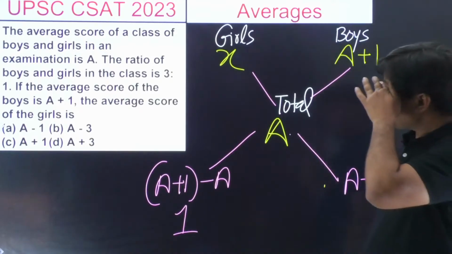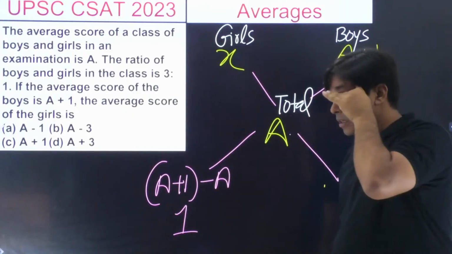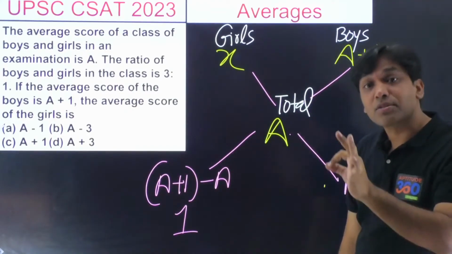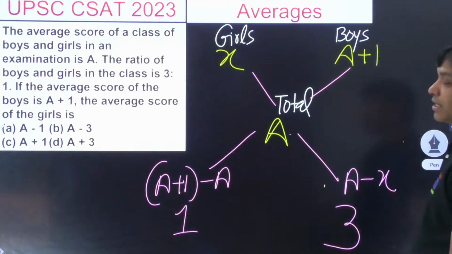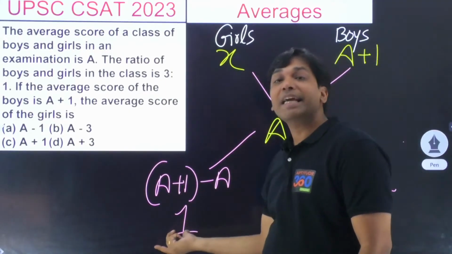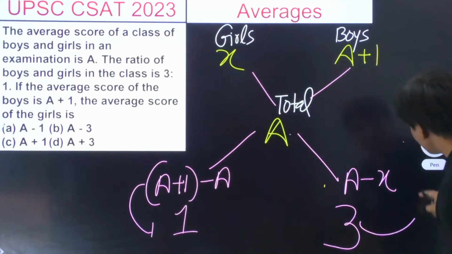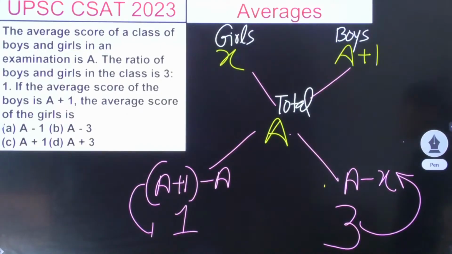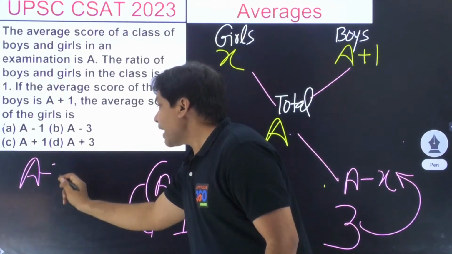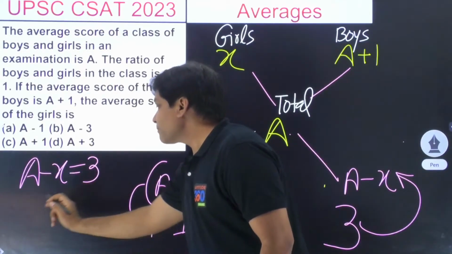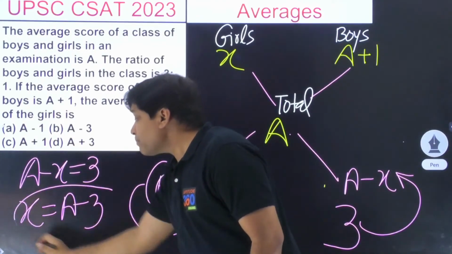Now understand this. The problem tells you that the ratio of boys to girls is 3:1. So girls to boys will have to be 1:3, isn't it? और ये तो वही 1 दे के रखा हुआ है, और अगर ये वैल्यू 1 है तो don't you think that this will be nothing but 3? So what does that mean? A minus x is nothing but 3. So what is the value of x? A minus 3. Problem simple हो गया बाबा.